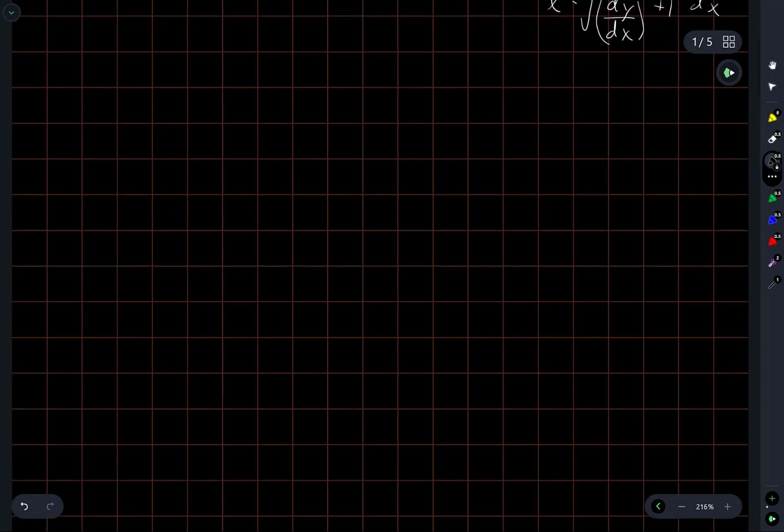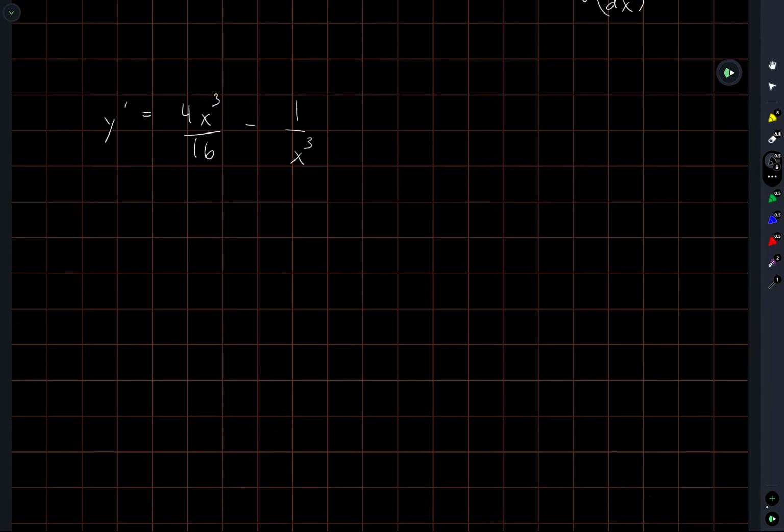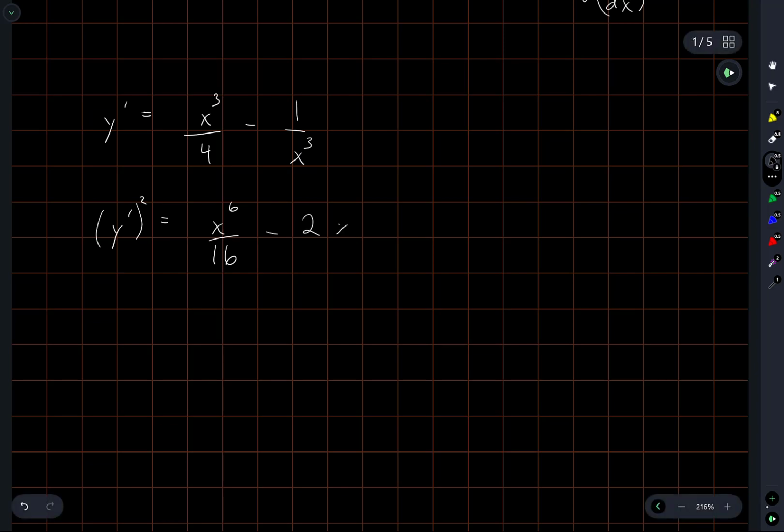So let's first compute the derivative. This shouldn't be too difficult. And then we need to square this. Well, I can simplify a piece here like that. So if I square this, I get x to the 6 over 16 minus 2 x cubed over 4 times 1 over x cubed plus 1 over x to the 6.